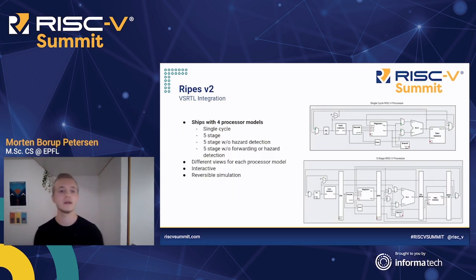Okay, so after we implemented VSRTL, what did that give us in terms of the second version of RIPES? Well, if we look at RIPES version 2, which is what we're presenting today, the main thing is that we can now have multiple different processor models. So RIPES right now ships with 4 different processor models. We have a single cycle processor, a 5-stage processor, a 5-stage without hazard detection, and a 5-stage without forwarding or hazard detection.